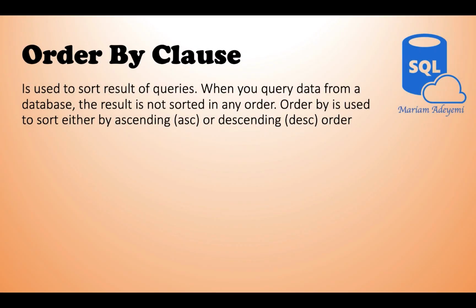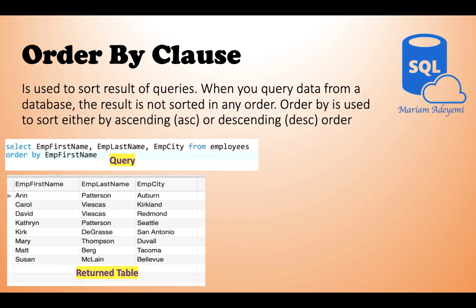So finally, I'm going to talk about the order by clause in this video. The order by clause is used to sort results of queries. When you run your query from your database, the result is not sorted in any order. So the order by clause is used to sort either in ascending or descending order, just as we have in this query. Now, this query is sorted by employee first name.